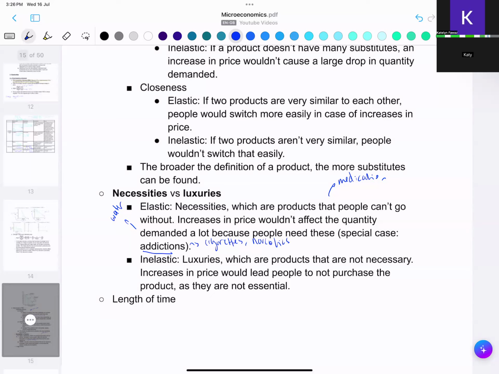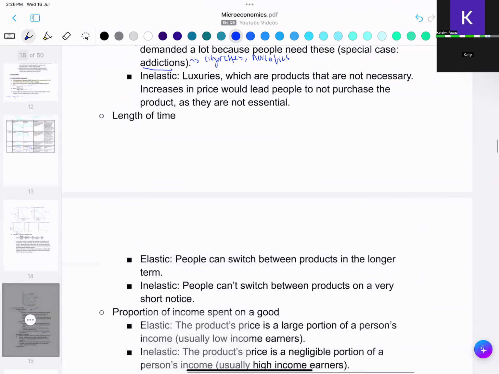So they're things people can live without. People just buy them for leisure, for fun, for an extra dose of happiness, but people can't survive without them. Length of time. This just talks about short term versus long term.